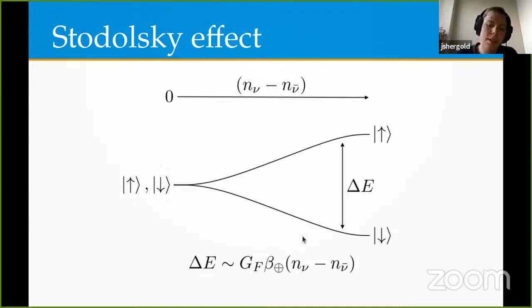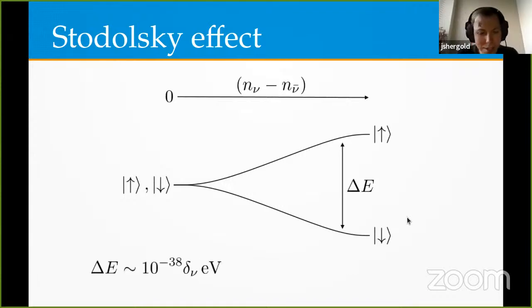Beta Earth, this is the relative velocity between the CNUB frame and the Earth reference frame. And the difference between the number of neutrinos and antineutrinos. Is this a big splitting? You're probably going to guess it's very, very small. It turns out it is. It's about 10 to the minus 38 electron volts multiplied by this asymmetry parameter, which can go between 0 and 1. 0, no asymmetry, 1, maximal asymmetry.